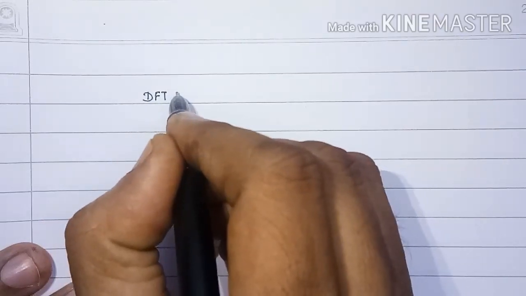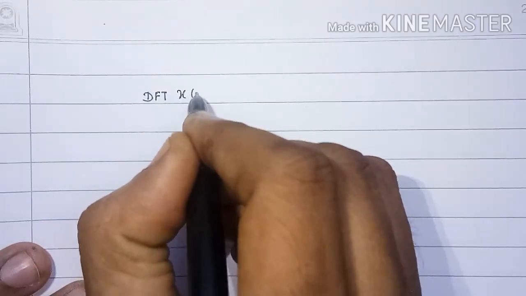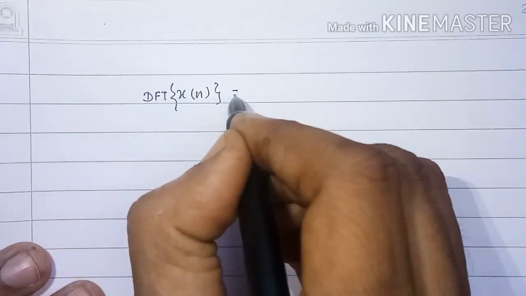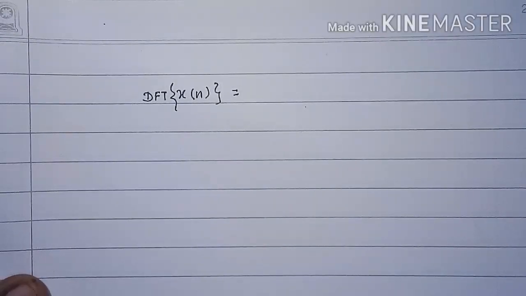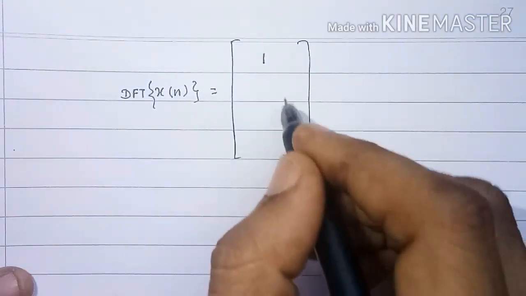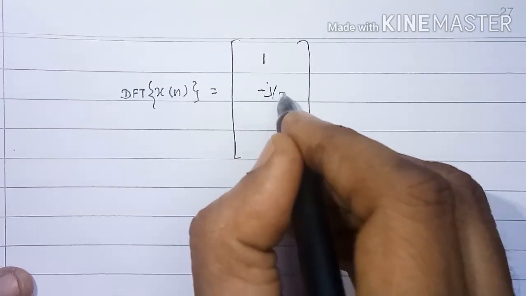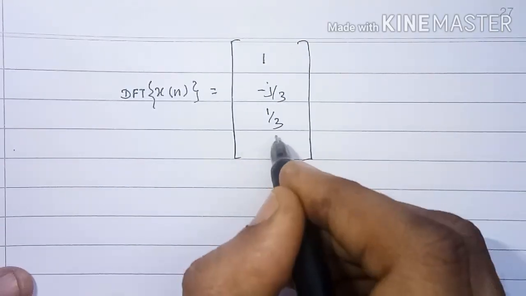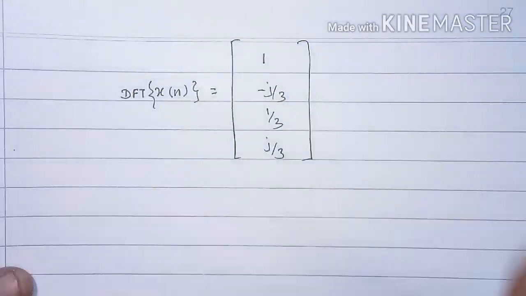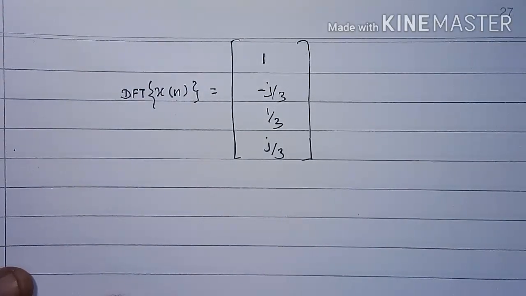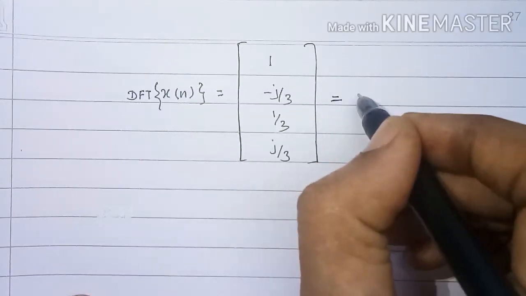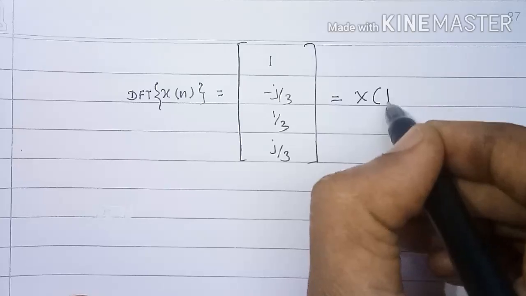DFT of x of n we have already computed, and that DFT is equal to 1, minus j by 3, 1 by 3, and j by 3. For this you can refer to your previous pages. And this is what for us now? This is X of k.